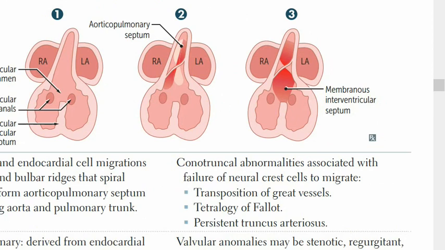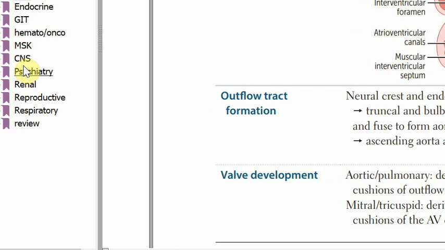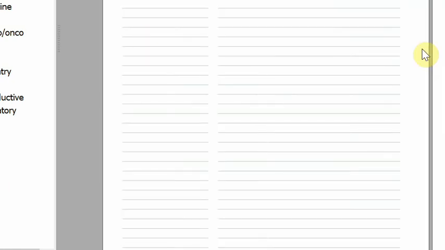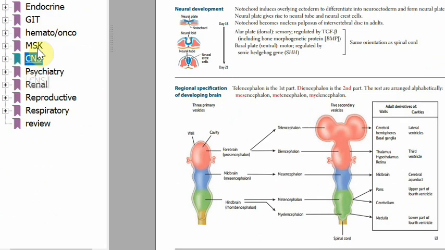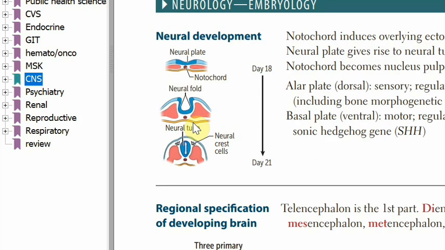Okay, now let's speak about outflow tract formation. This is an easy one. There is something called neural crest cells and endocardial cells migration. So first of all, let me explain what neural crest cells are. A lot of students find it difficult to understand what neural crest cells are. Actually, most students, when they hear these two words, biochemistry or neurology, they get panic attacks. Don't. It's easier than you think.